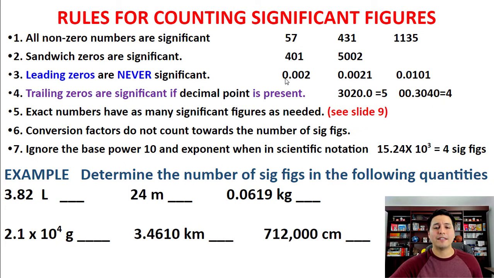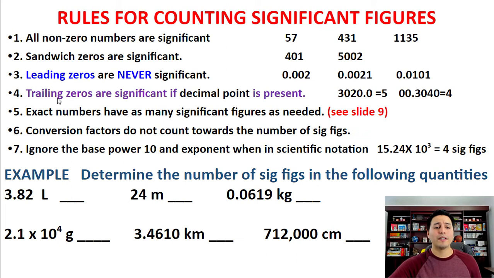So in this case, because these zeros are leading up to a real number, they do not count. And so we only have 1 significant figure here, and in this case, we have 2. Here, these 2 zeros do not count because they're leading zeros, but this is a sandwich zero, so we have a total of 3 here.